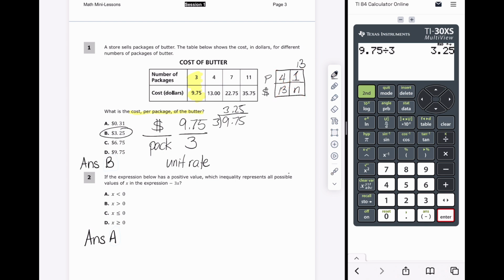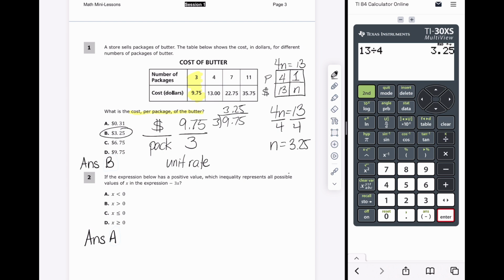13 times 1 is 13. 4 times a number is 4n. And now as an equation, this is something I can solve. 4 times a number equals 13. So I can divide both sides by 4. And a number is equal to 13 divided by 4. I still get the same rate, 3.25.